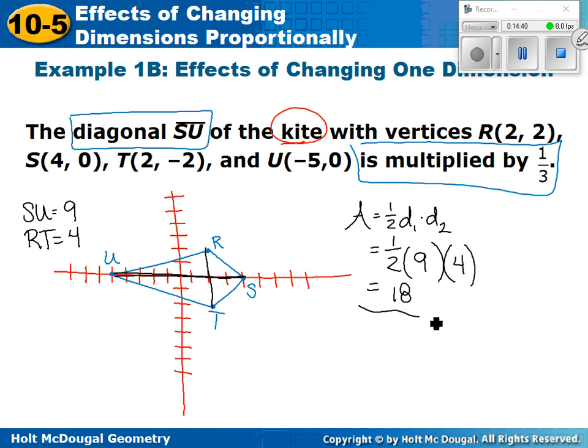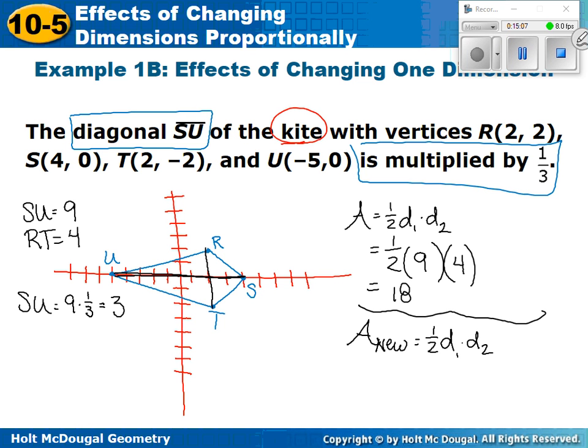All right. Now what we're going to do is find the area of the new kite, which is still going to be 1/2 diagonal 1 times diagonal 2. But we're going to multiply diagonal SU by what? The diagonal SU is multiplied by a third. So now we're going to go over here and we're going to multiply SU by a third. What's 9 times 1/3? 3.